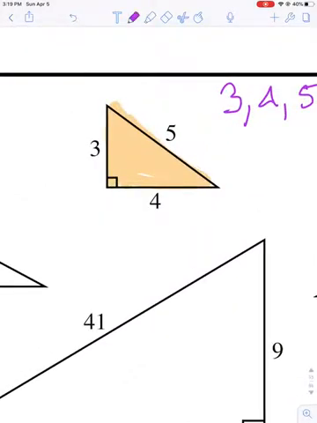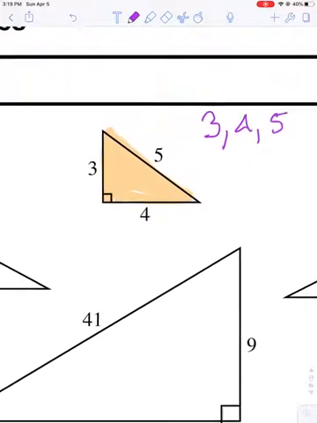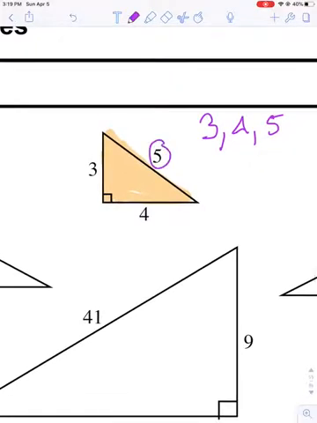It's a 3, 4, 5 triangle. If we know that the legs are 3 and 4, we don't even have to do the math if we know this triangle exists. The last side has to be 5. It works out with the Pythagorean theorem, 3 squared plus 4 squared. When you solve that, you end up getting 25, which is 5 squared. So if you were to solve a problem like this, you would get 5.